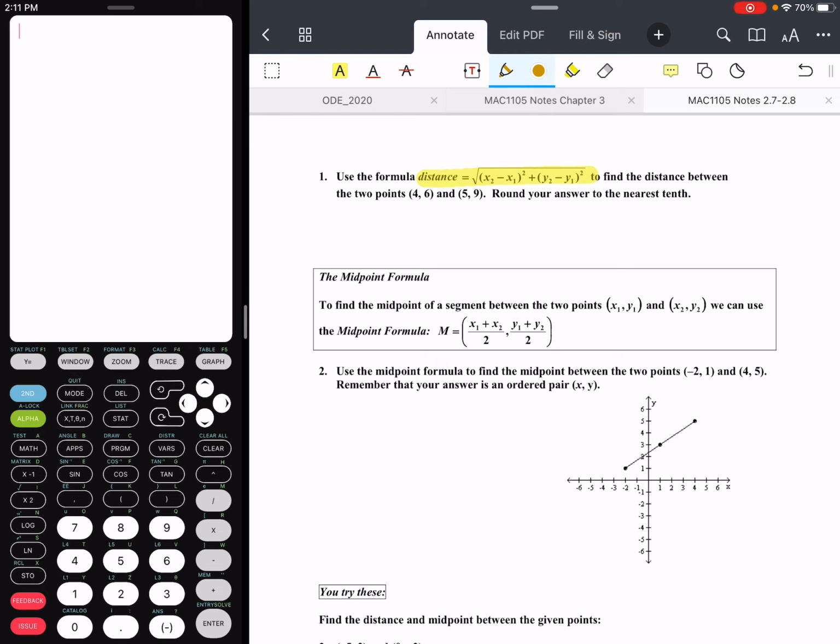All right, so let's apply this formula now that we know where it comes from. So we've got the points 4, 6, and 5, 9. So let's say this is x sub 1, y sub 1, x sub 2, y sub 2.